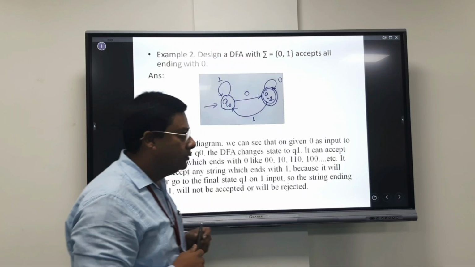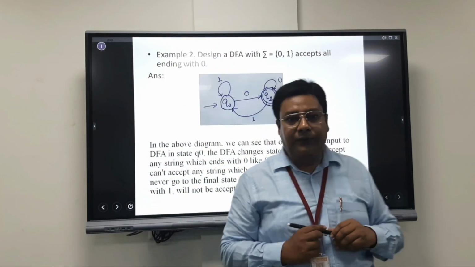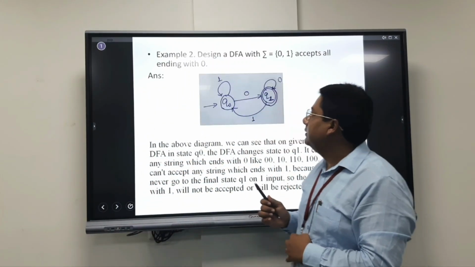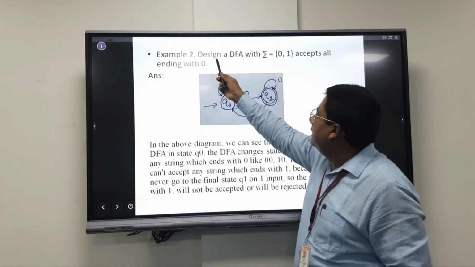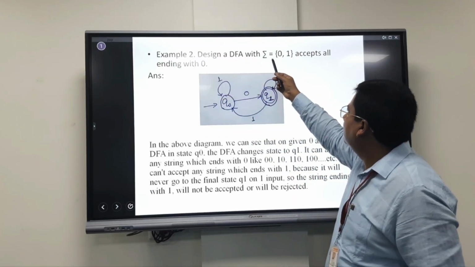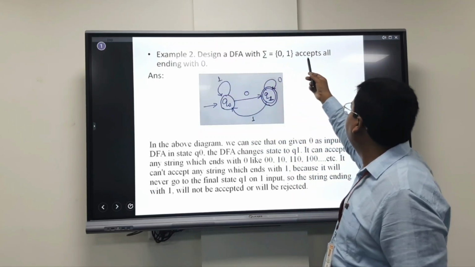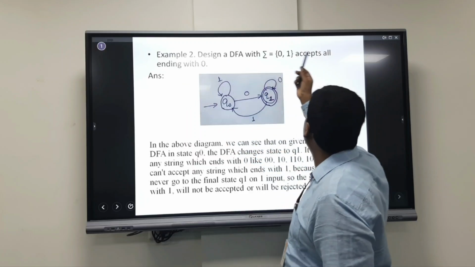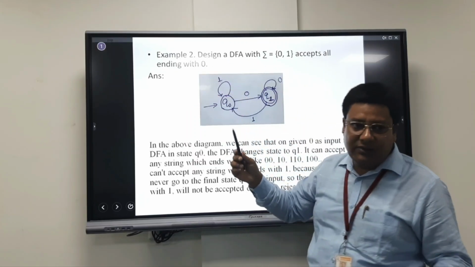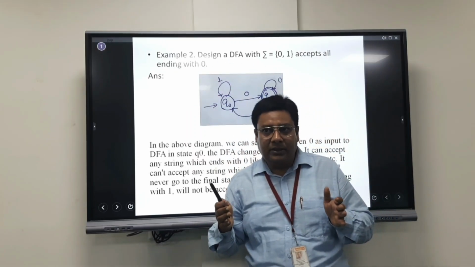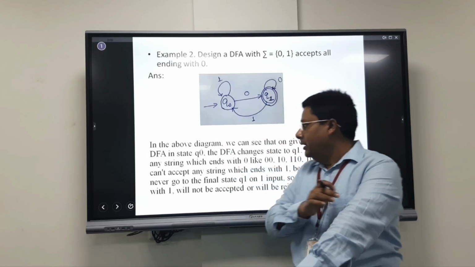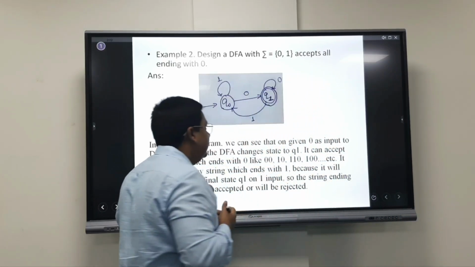Now, example 2 of the DFA. Design a DFA with sigma equal to {0, 1} that accepts all strings ending with 0. All strings whichever end with 0. Now I have made the diagram first.